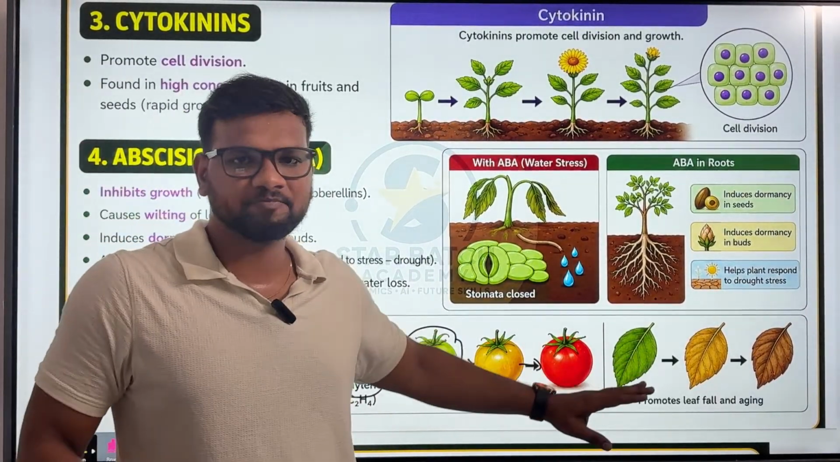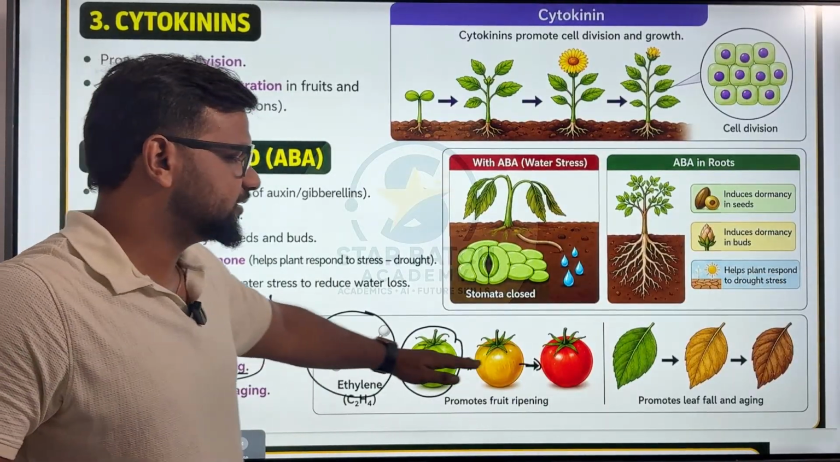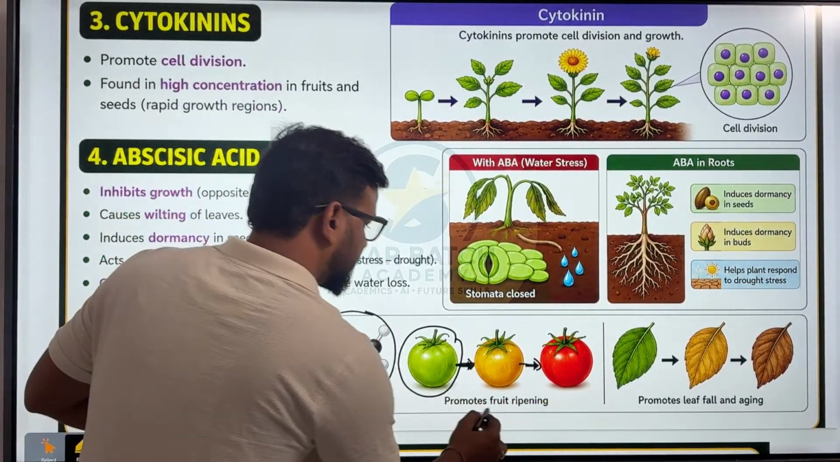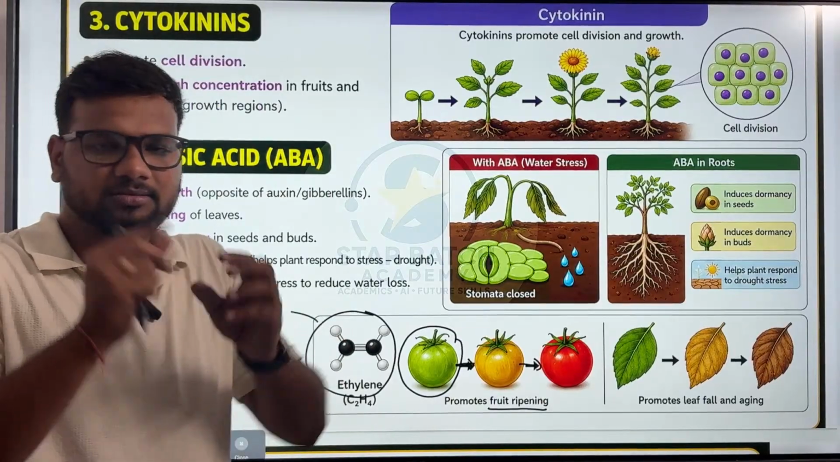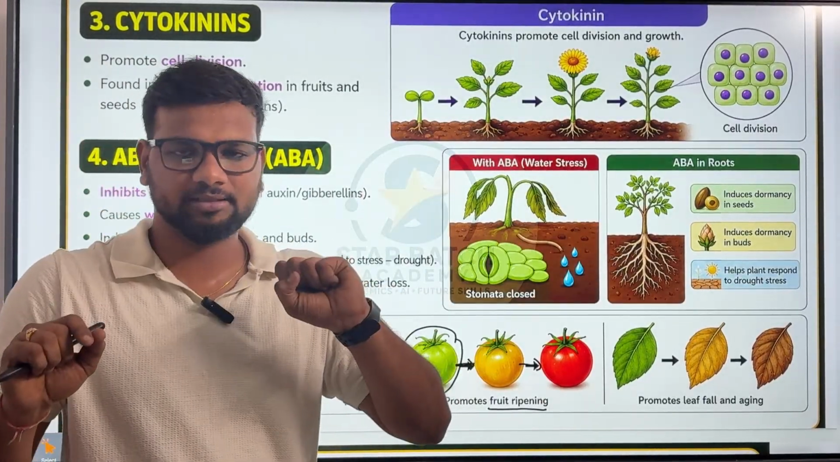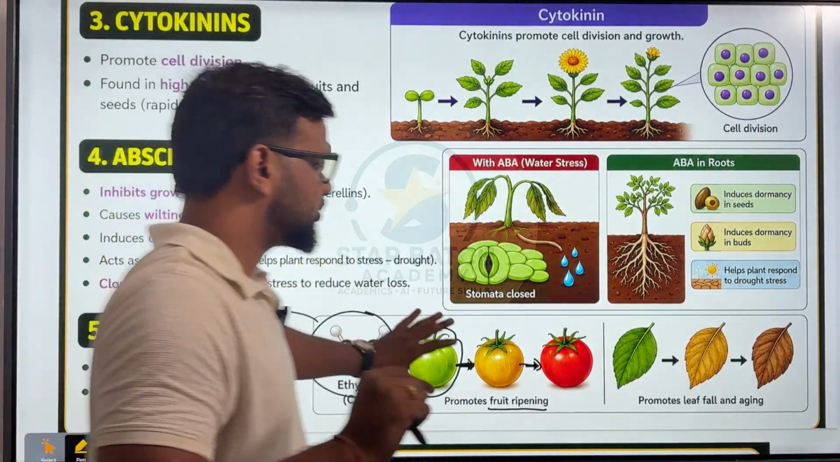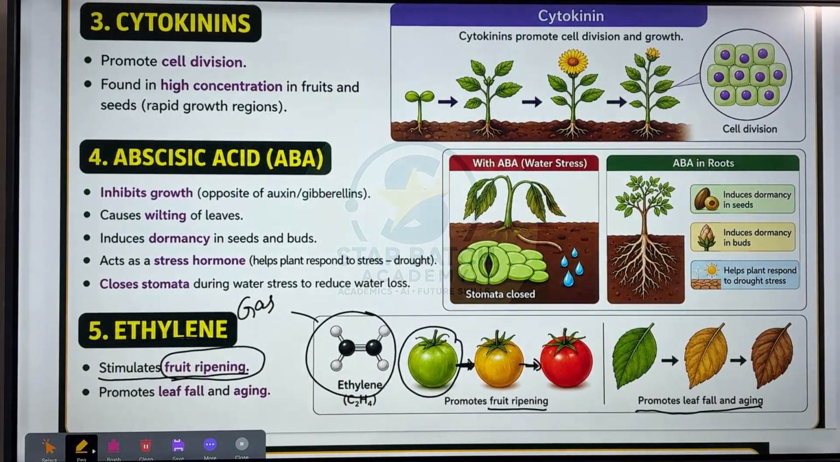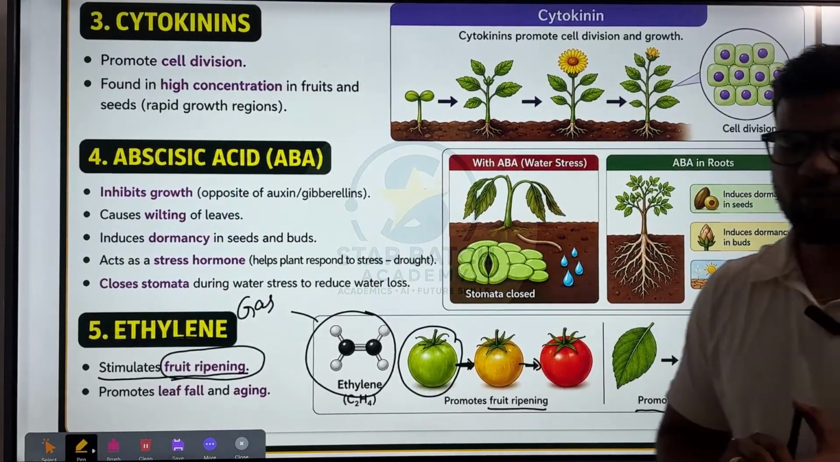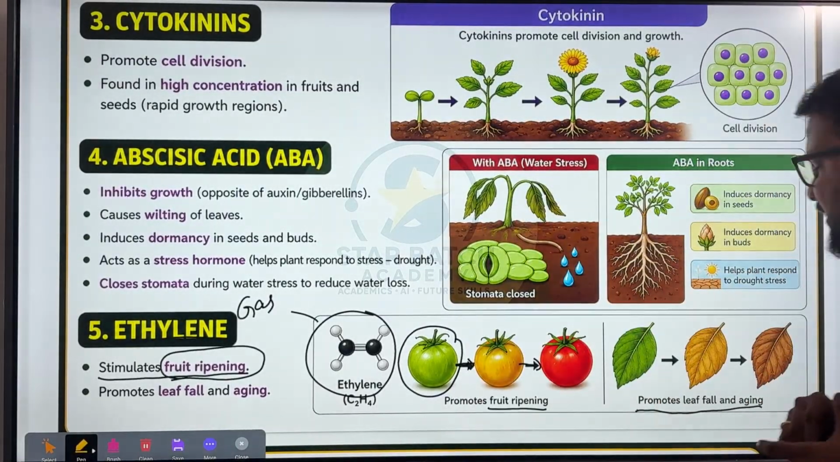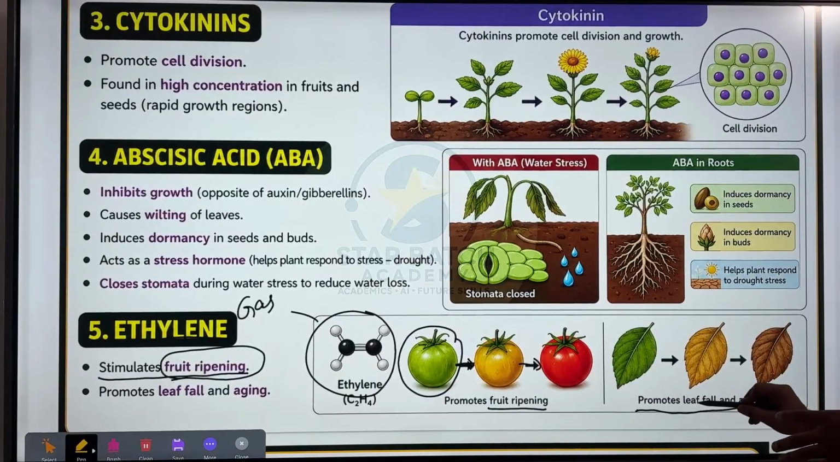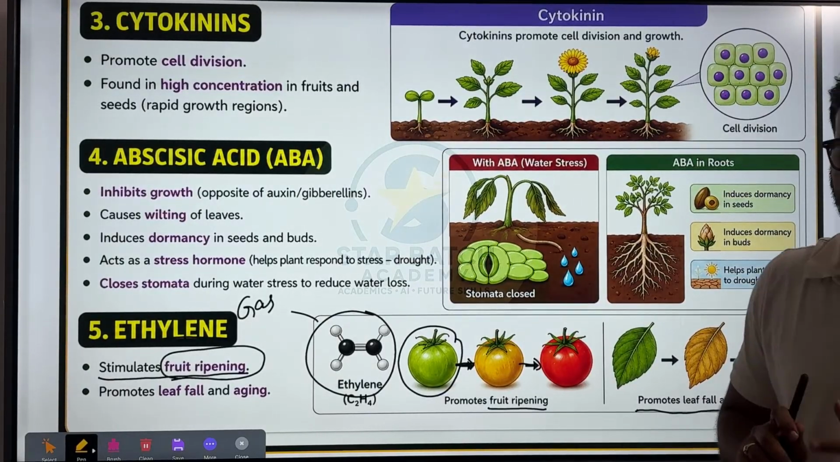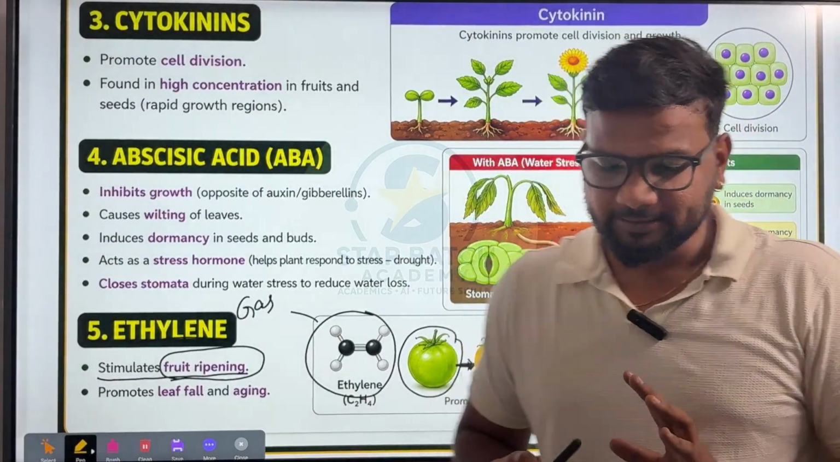So what is happening here? This is called fruit ripening, meaning the raw fruit is becoming ripe. Clear? Yes. So this is fruit ripening, and ethylene also promotes leaf fall and aging. Clear? Yes.